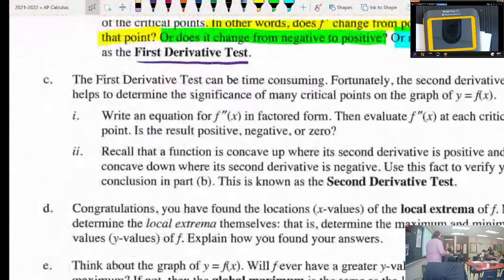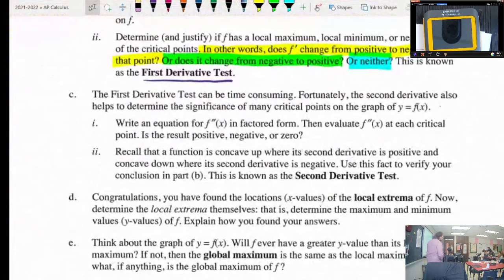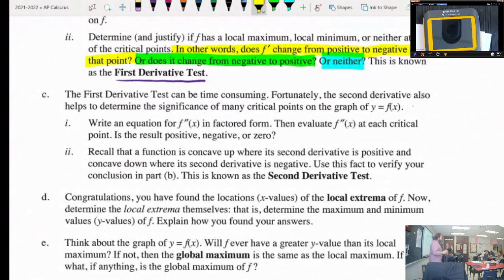Now, if you look at part C, you guys probably agree with this statement. The first derivative test can be time-consuming, which is true. Fortunately, there is another way, a debatably better way. Personally, I like the first derivative test for everything, but there is such a thing as the second derivative test, which is a lot faster. Fortunately, the second derivative also helps to determine the significance of many critical points.